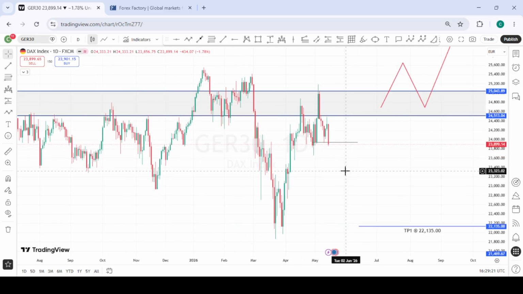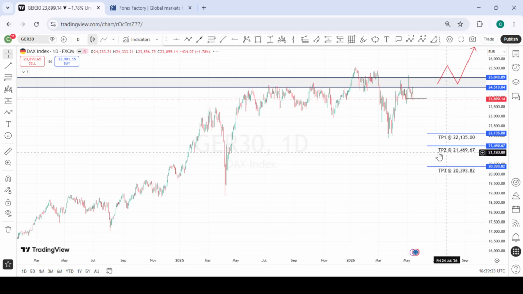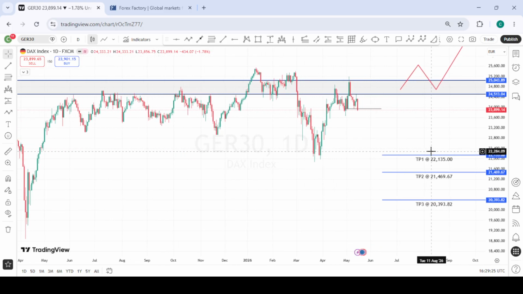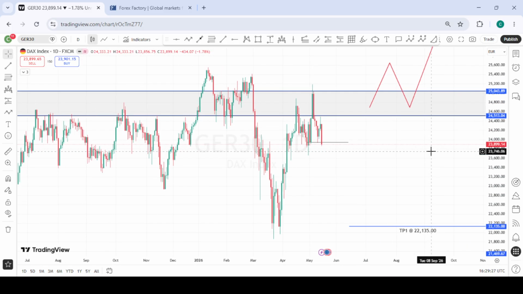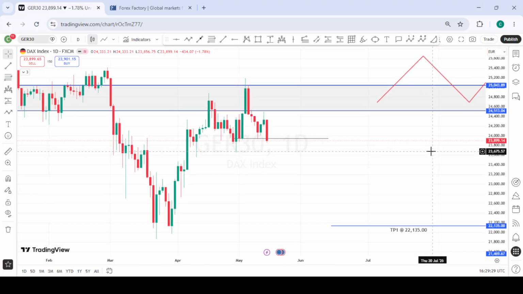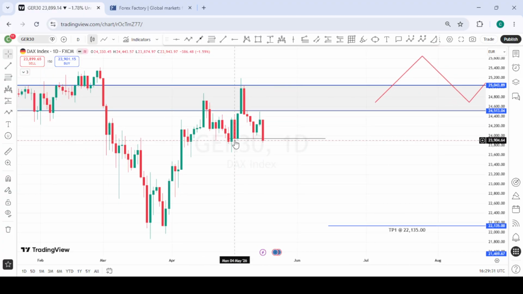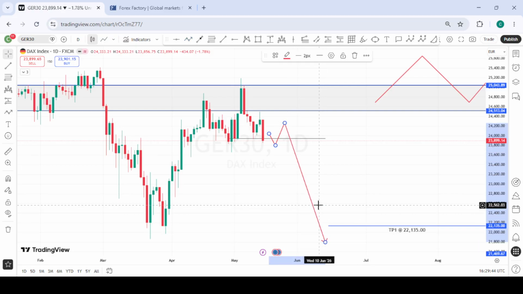This is German 30, and on the weekly and the daily perspective, it is bearish. So going into next week, price has already shifted, but I'd prefer that we get a daily candle closure a bit below this low instead, and then we look forward to a possible pullback or a lower high formation and take sells from there to the downside. This is the first scenario.